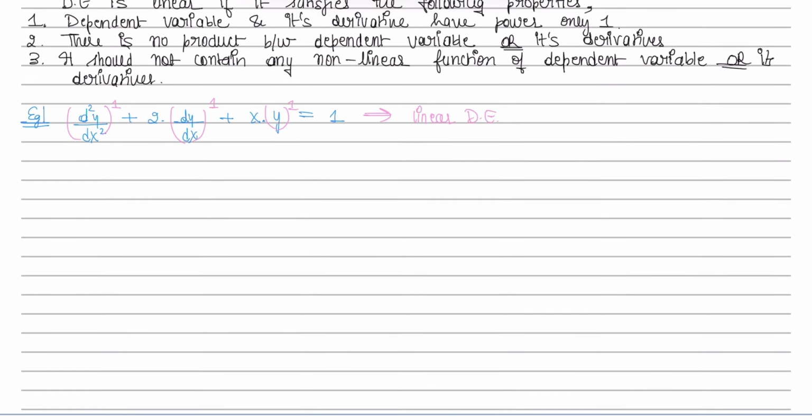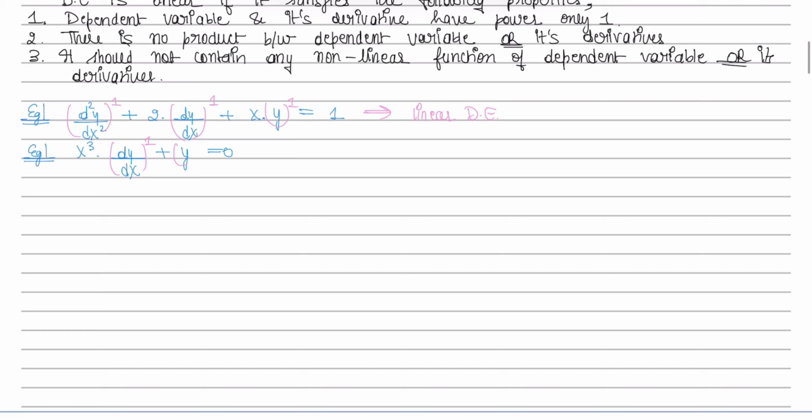The second property says, the second example, x cube into dy by dx plus y is equals to 0. Here derivative has power 1, y is also having power 1, and none of the property is violating, so this is also a linear differential equation.